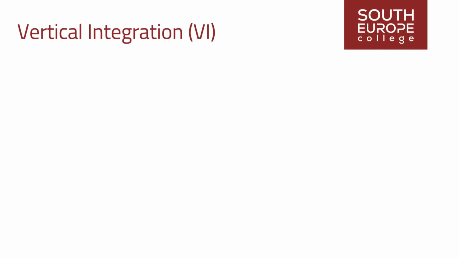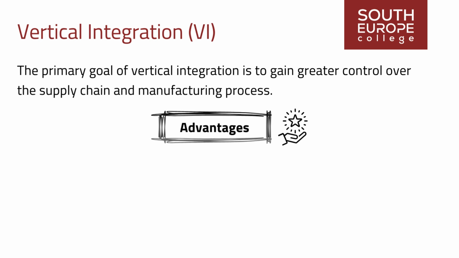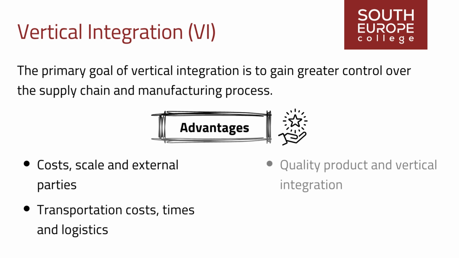The primary goal of vertical integration is to gain greater control over the supply chain and manufacturing process. Advantages: when performed well, vertical integration may lead to lower costs, economies of scale, and a lower reliance on external parties. It may lead to lower transportation costs, smaller turnaround times, or simpler logistics if the entire process is managed in-house. This may also result in higher quality products as the company has direct control over the raw materials used through the manufacturing line.